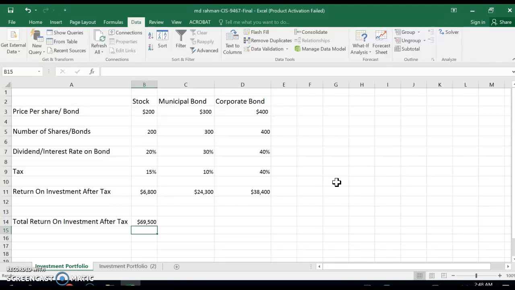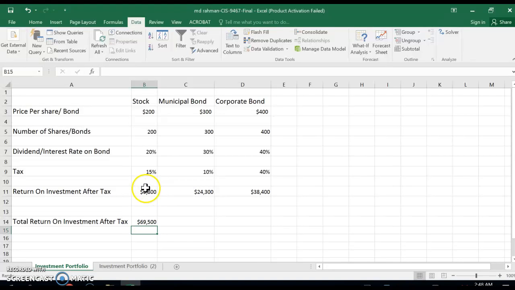In my final project I decided to use the Excel Solver application on the investment portfolio that I created here. My goal was to see how many shares and bonds I need in order to get a certain return on investment.